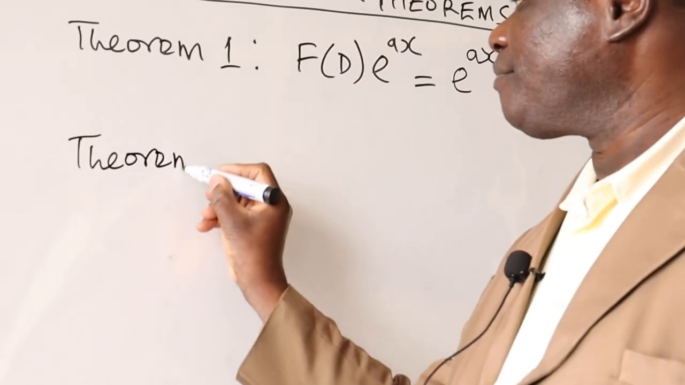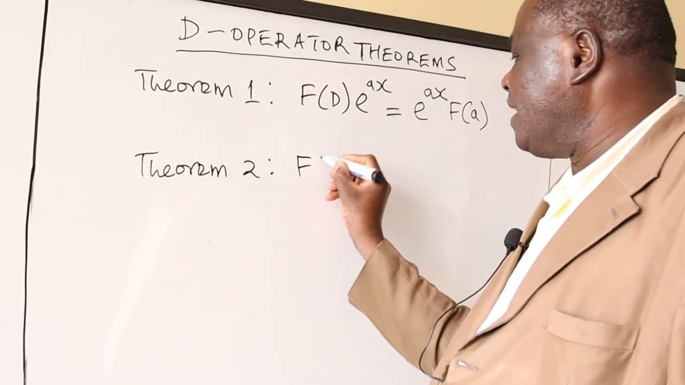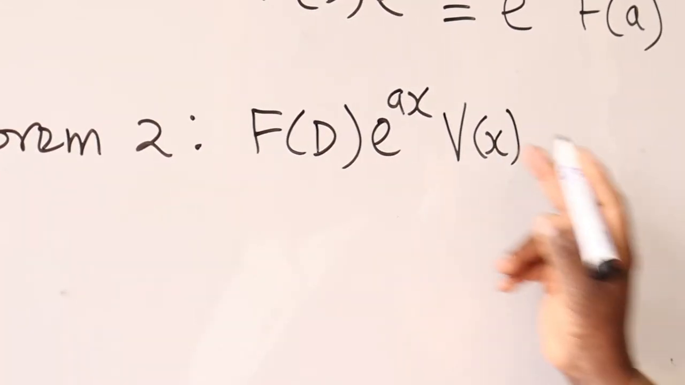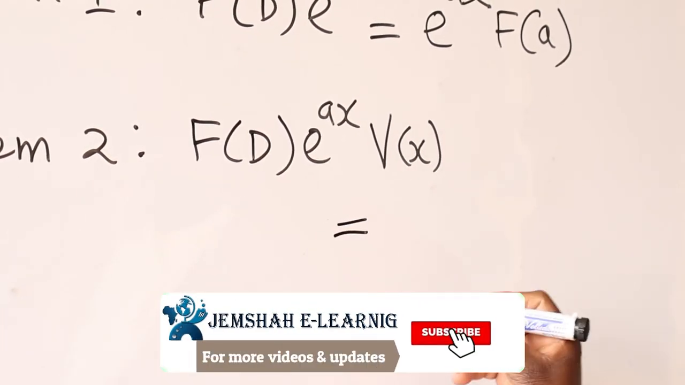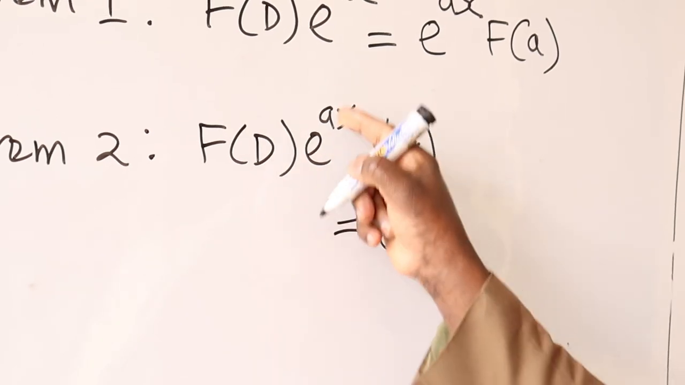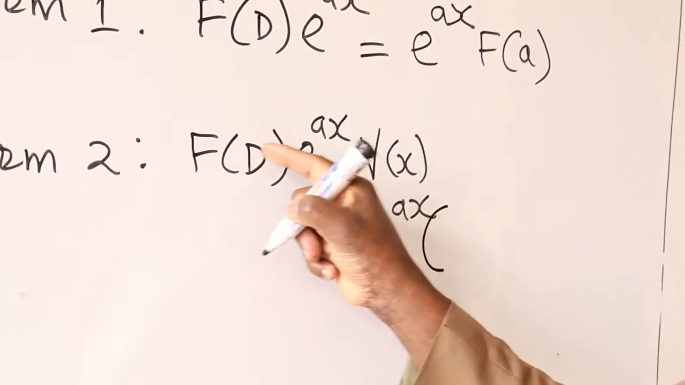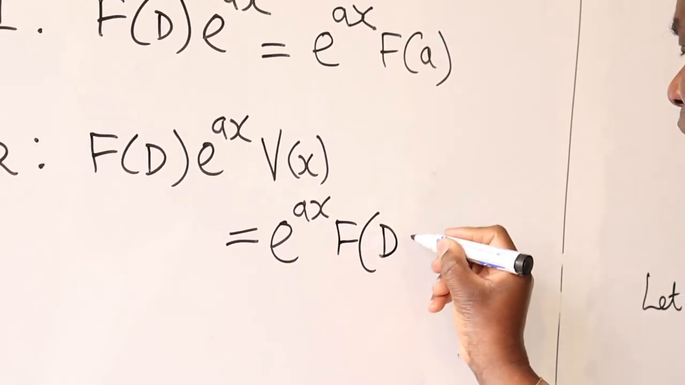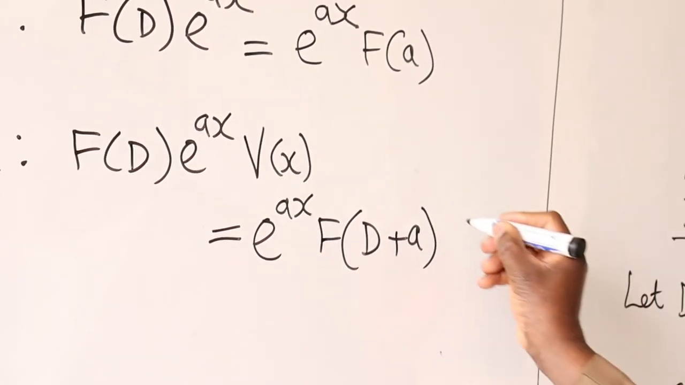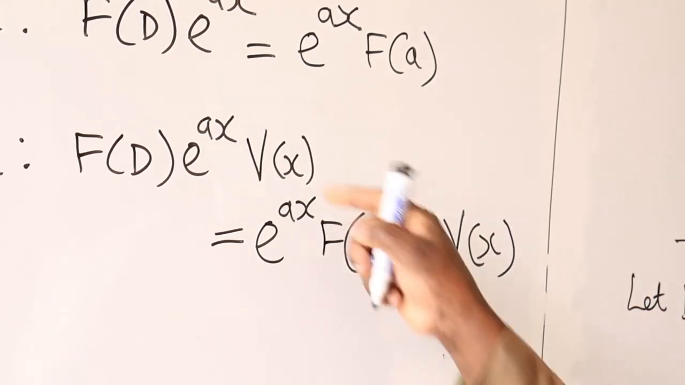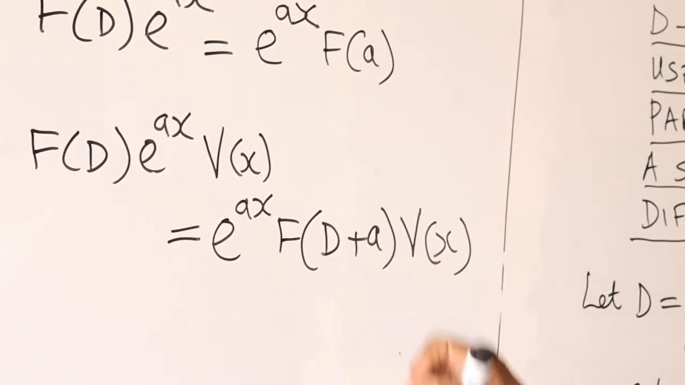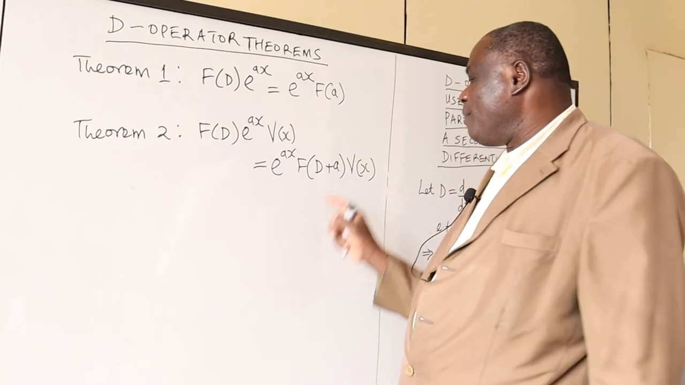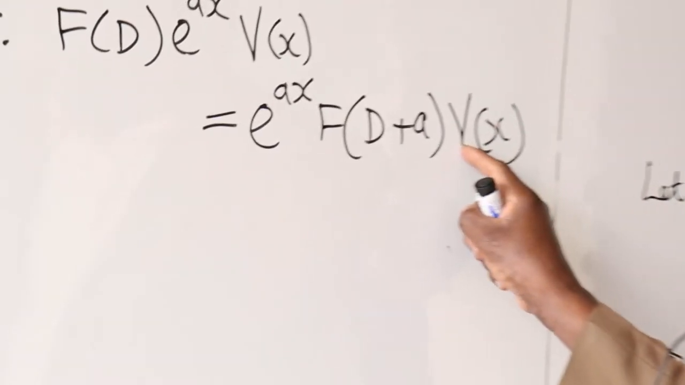Theorem 2. A function of D acting on E power AX, multiplying another function of X, in general, will be equal to the exponential AX passing the function of D, and where there was D, we now put D plus A. And now we let this act on the function concerned, that function multiplying the exponential, whether it is trigonometric, hyperbolic, or a polynomial. The exponential passes, but where there was D, we now insert D plus A to act on that function of X.